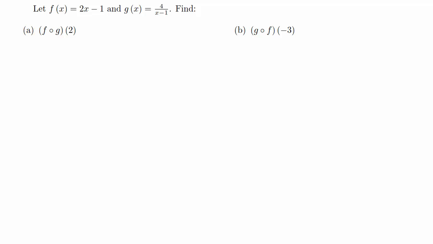Hello. In this example, we're going to let f of x equal 2x minus 1 and g of x equal 4 divided by x minus 1. We're going to find f composed of g of 2, and then we're going to find g composed of f of negative 3.